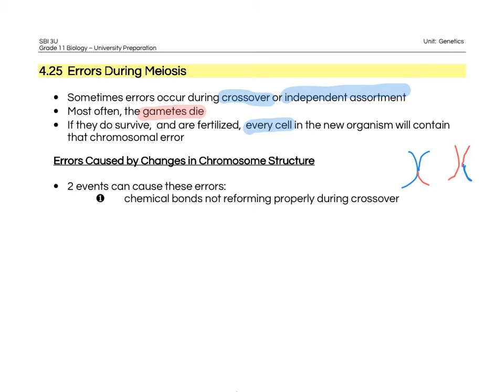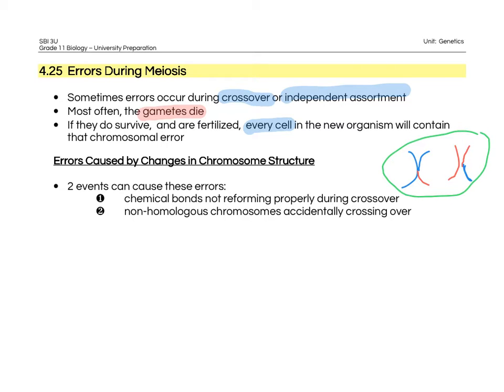Another thing that can happen is that non-homologous chromosomes accidentally cross over. Typically, crossover will happen between chromosomes that are homologous. That is, one maternal chromosome and one paternal chromosome that would be homologous, and they would be exchanging genetic information. So, for example, maybe the little red section and blue section that have switched, maybe the genetic information in that portion relates to eye color.